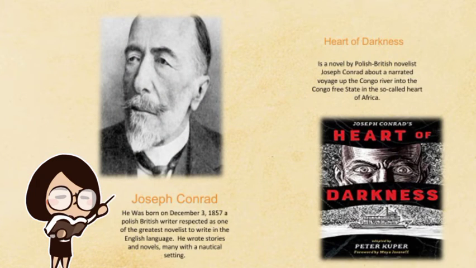And we're going to the famous author and his masterpiece work. Here there is Joseph Conrad, who was born on December 3, 1857. He is a Polish-British writer, respected as one of the greatest novelists to write in the English language. He wrote stories and novels, many with exotic settings. This is his masterpiece work, Heart of Darkness. This is a novel by Polish-British novelist Joseph Conrad.